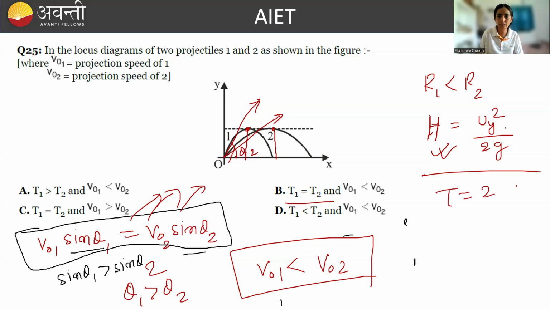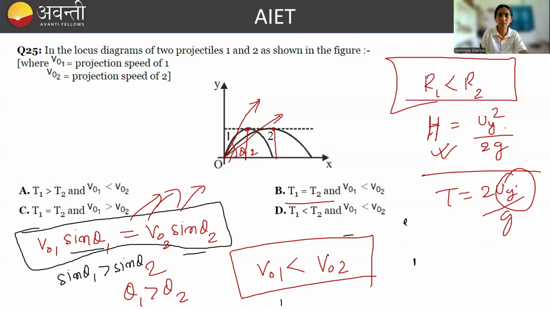So the T formula is 2uy by g. uy is the same now for both projectiles. So the time period is the same and V01 is less than V02. So we don't need to go into this. It's not required. Okay.